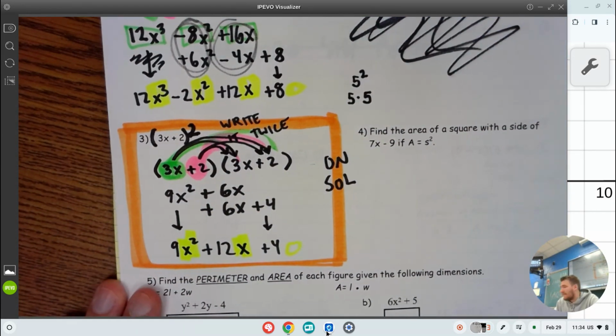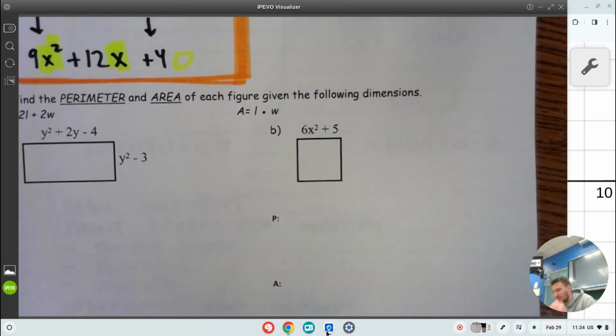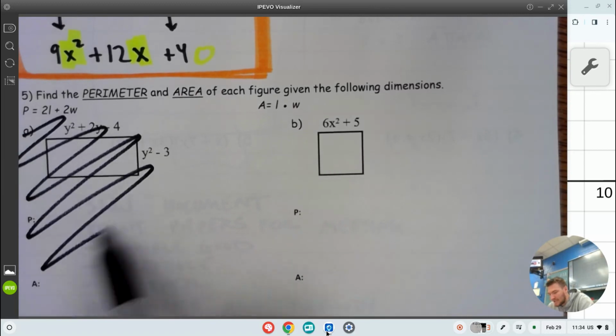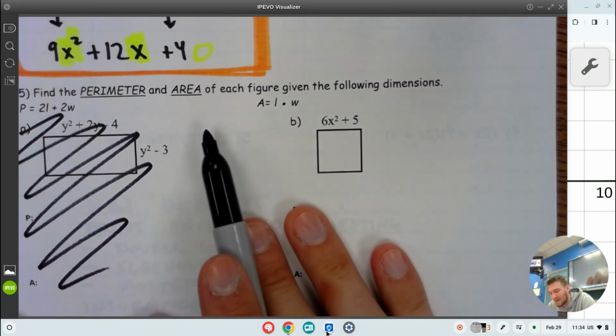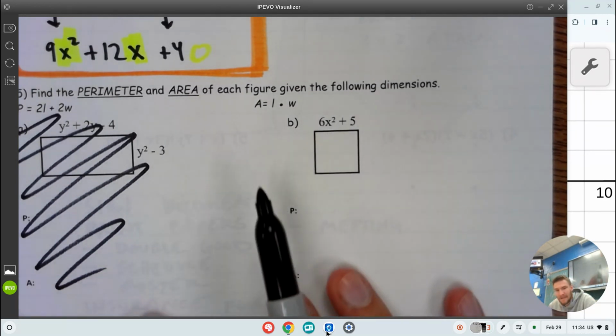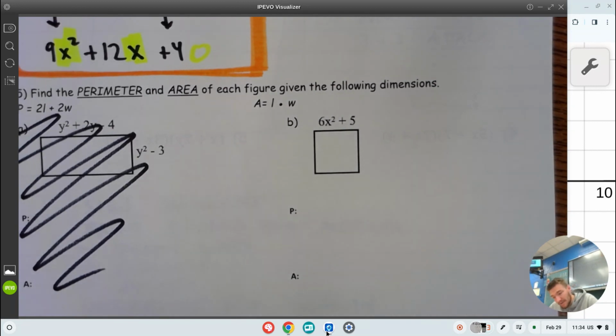All right, very last question here. We are going to do question B on number 5. It says find the perimeter and the area. Okay, so we have a little P here, which stands for perimeter. Now, perimeter means all the sides, and you need to add them up, right?